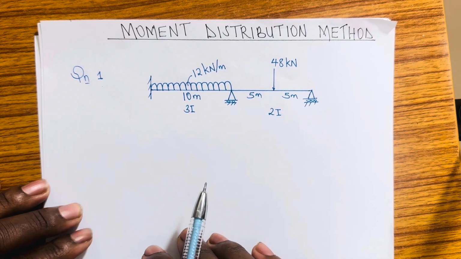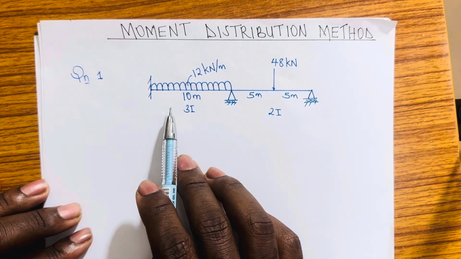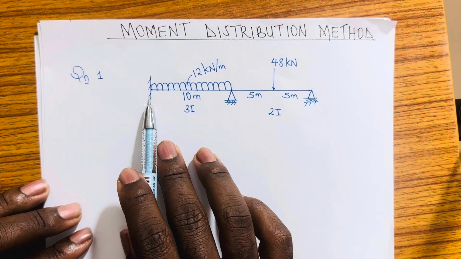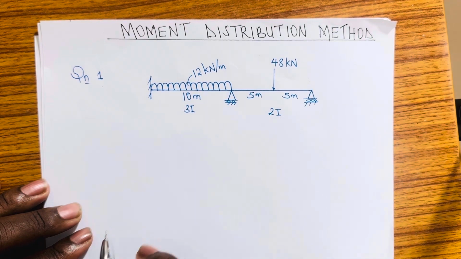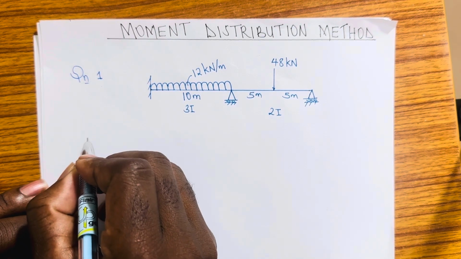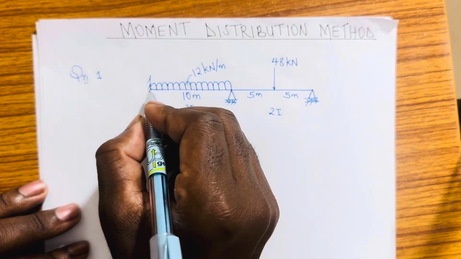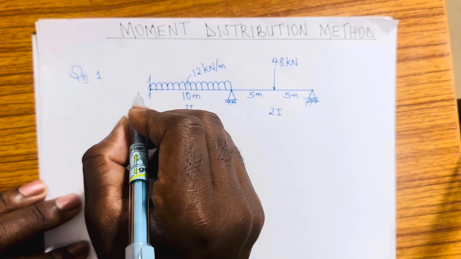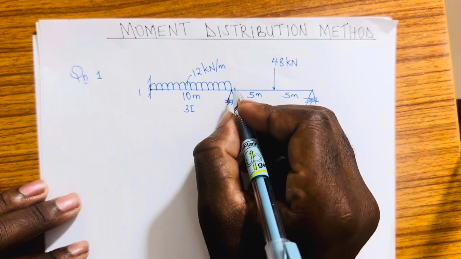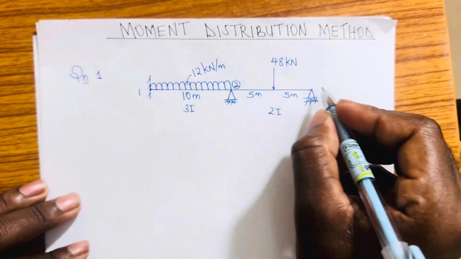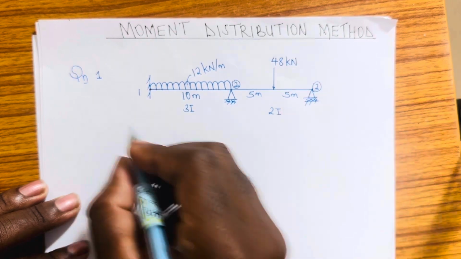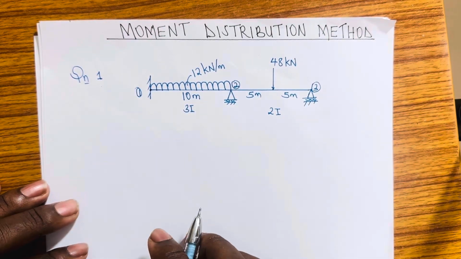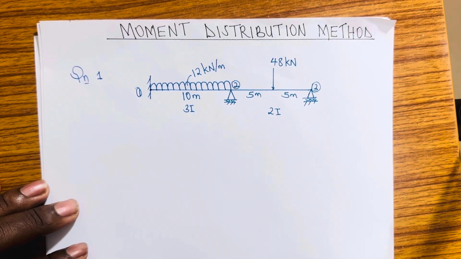So the question is given where we have a fixed end and we have a roller support and a roller support here. The first step of what you need to do is, first of all, give the joints names. Let's number this 1, this joint I will call 2, then I will call this joint what? 3. Yes. Then the second thing you have to do is get what is called the stiffness.